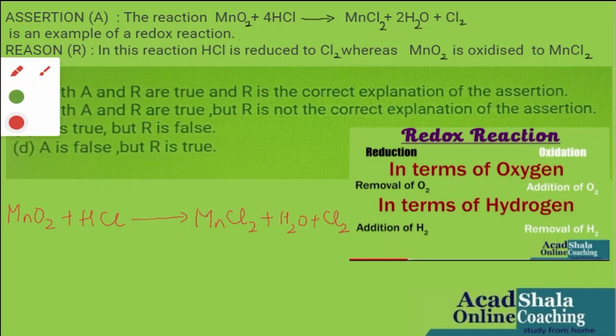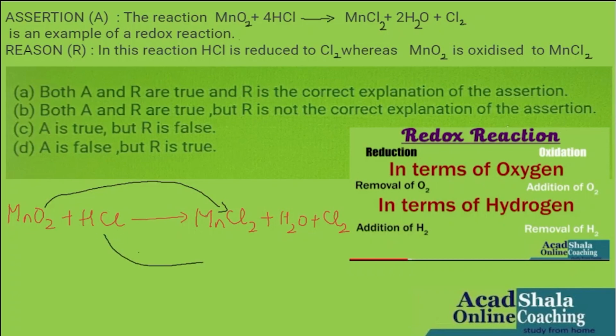Okay. Now let's see what the statement is saying. In this reaction, HCl is reduced to Cl2 whereas MnO2 is oxidized to MnCl2. Okay, we have read both the statements. Now first let me examine the equation, what it is saying according to me. So MnO2 is going here, and HCl is going towards this. Now, I have to see what is happening actually. In this reaction, I'm seeing HCl is oxidized to Cl2, whereas MnO2 is reduced to MnCl2. I know this, so I should know what is happening actually.